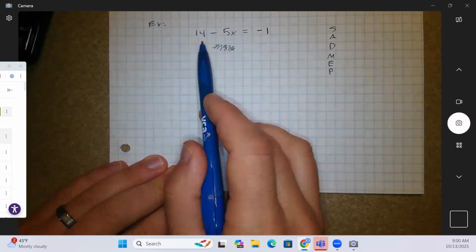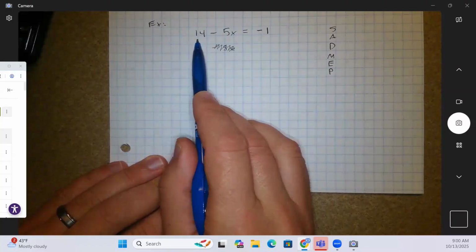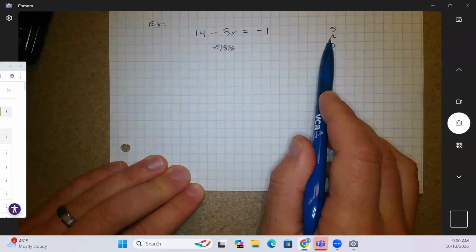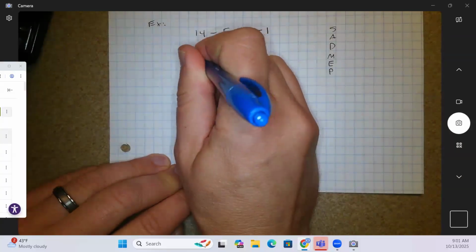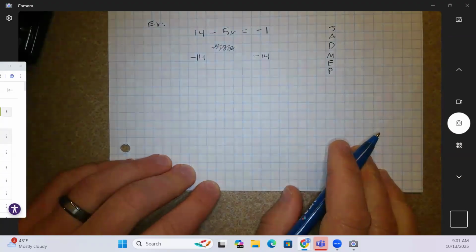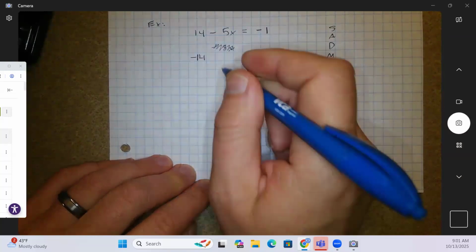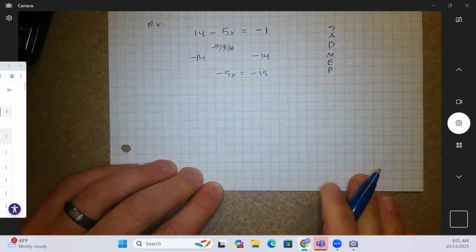So instead, I'm going to think of that 14 as, aha, that's being added in. That's a positive 14 that's being added in. So that's my addition part of SADMAP. So the first thing I'm going to do is I'm going to subtract 14 from both sides, which gives me -5x on the left and -15 on the right.